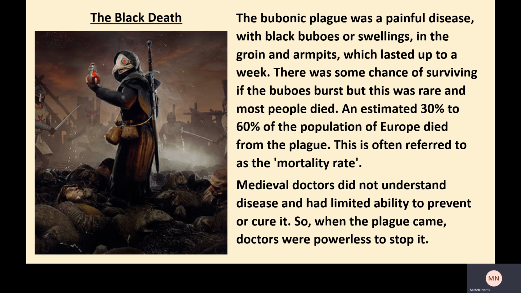An estimated 30 to 60% of the population of Europe died from the plague, and this is often referred to as the mortality rate. Medieval doctors didn't understand the disease and had limited ability to prevent or cure it. So when the plague came, doctors were powerless to stop it.